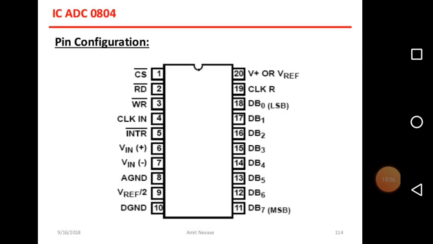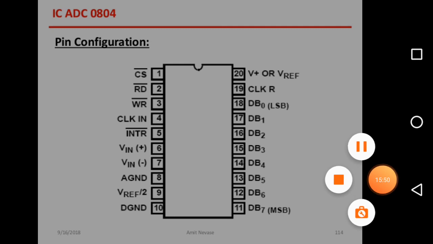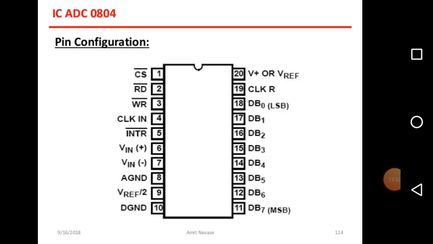Now you can see the pin configuration of ADC 0804 or 0808 or 0809. All are the same; 0809 or 0804, all three are the same. This pin configuration is very important for 5 marks.